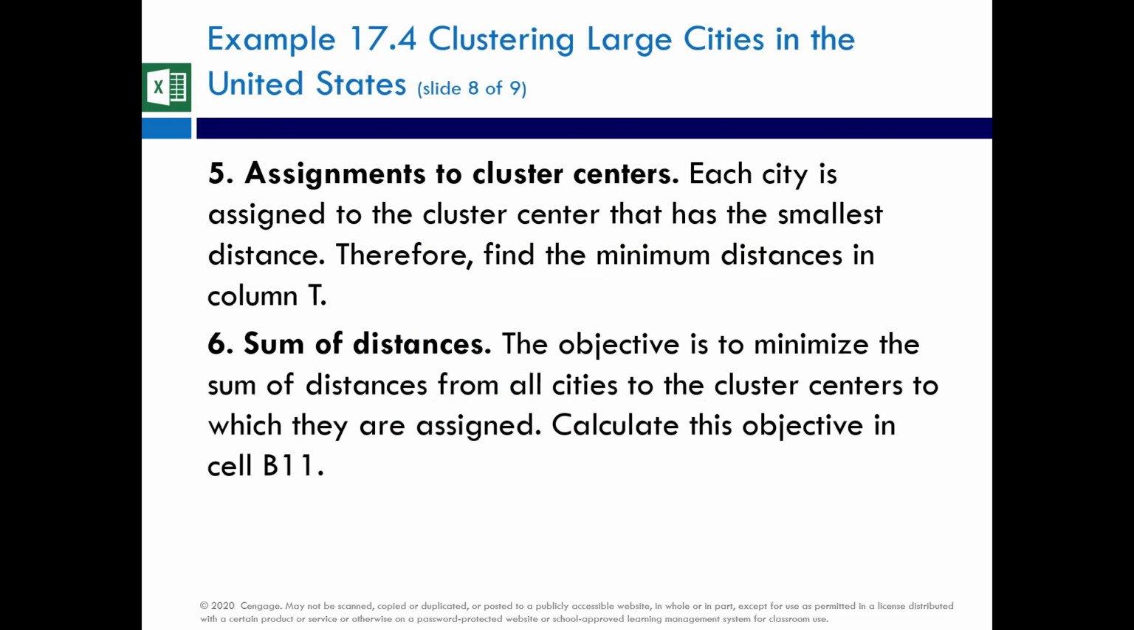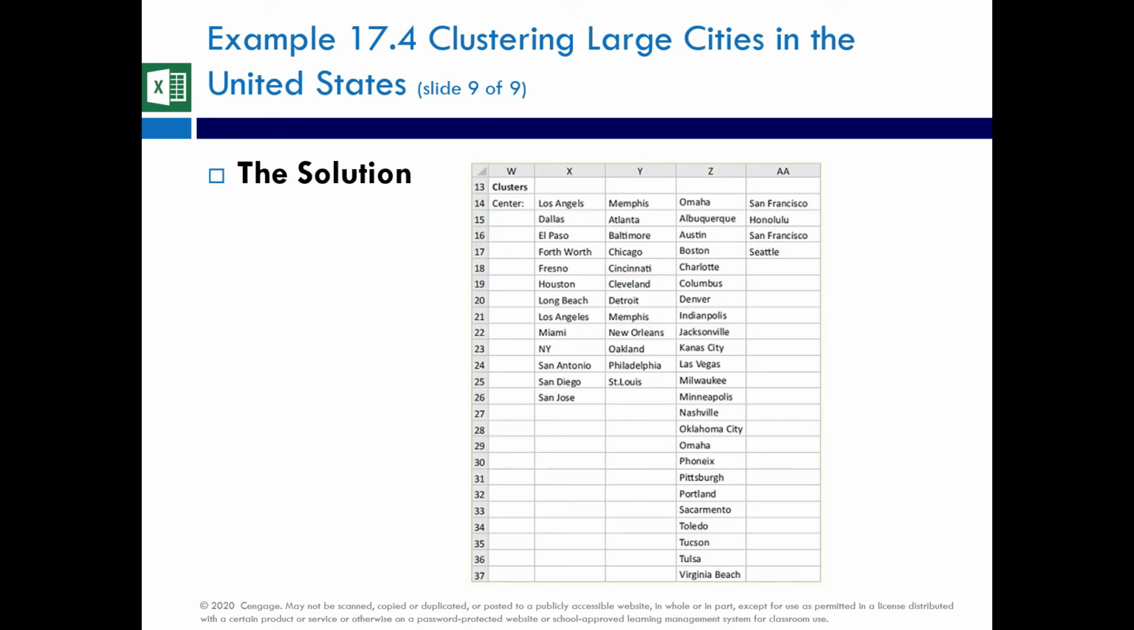Assignment to the cluster center. Each city is assigned to the cluster center that has the smallest distance, therefore find the minimum distance. Sum of the distances: the objective is to minimize the sum of the distances of all the cities to their cluster centers, calculated here. This is what it looks like.